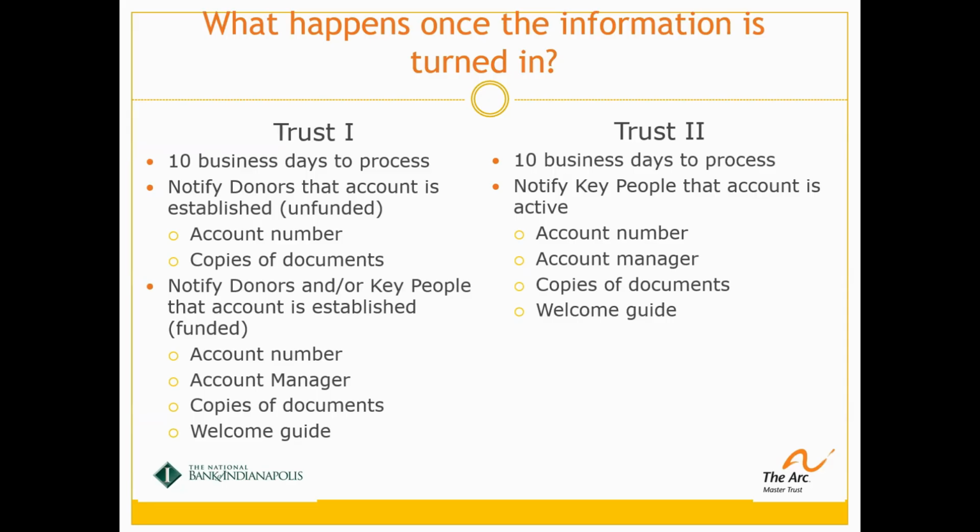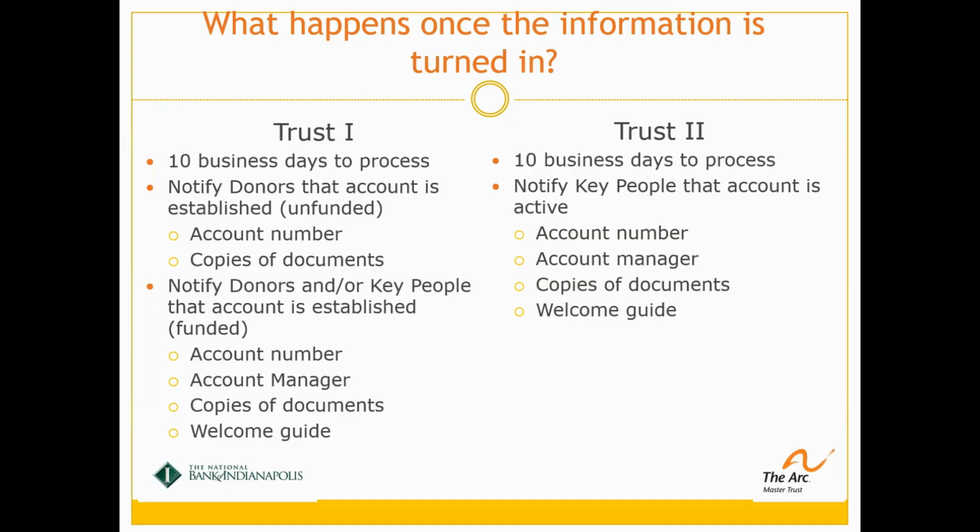In Trust 2, we will be notifying the key people that the account is active, and they will also receive the account number, information about the account manager, copies of those enrollment forms, as well as the welcome guide. We will be sending this information to key people and donors in the method of contact preference that they have indicated in the enrollment forms.